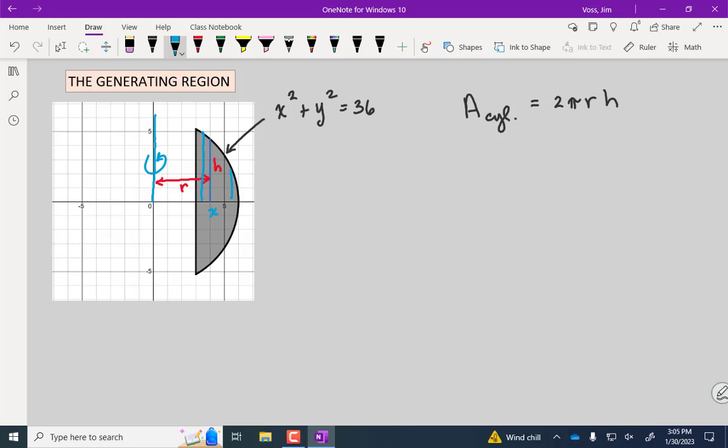So what is going to be the radius? Is it 5 minus x? 5 minus x is going to give you this distance. So doesn't x give you this distance right here?